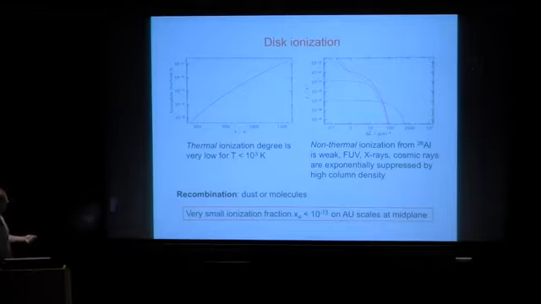However, you also have non-thermal ionization from various high-energy sources of radiation in the system. Okay, and there are various ones of those. So the star itself is going to be producing ultraviolet photons, far ultraviolet photons for sure. It's going to be producing X-rays. Young stars are quite vigorous X-ray sources. And then there may be cosmic rays, which are in the star-forming environment, coming in and impacting the disk.